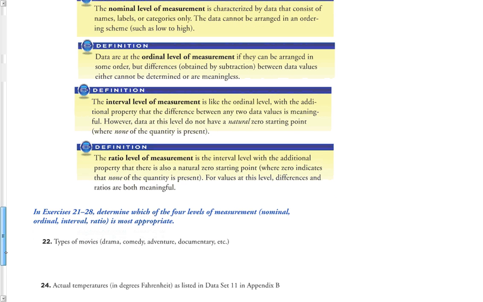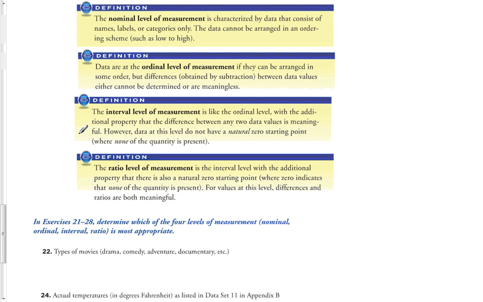Okay, the third level is the interval level, and it's just like the ordinal level, except with the additional property that the differences between any two data values are meaningful. However, the data will not have any natural zero or starting point. All right.